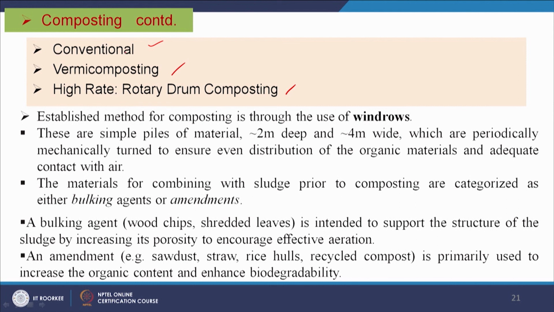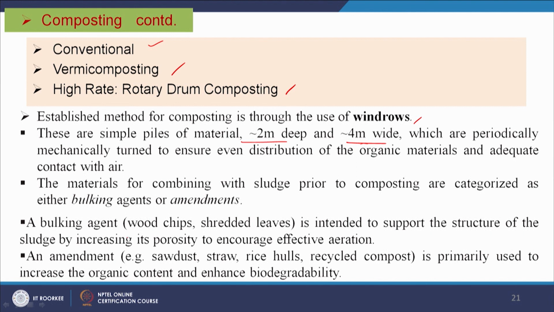Conventional composting is an established method for composting through the use of windrows, simple piles of material 2 meter deep and 4 meter wide, which are periodically mechanically turned to ensure even distribution of the organic materials and adequate contact with air. The materials combined with sludge prior to composting are categorized as either bulking agents or amendments. As I told you, sludge can be mixed with some other organic compounds for effective composting, and these compounds are called bulking agents or amendments.